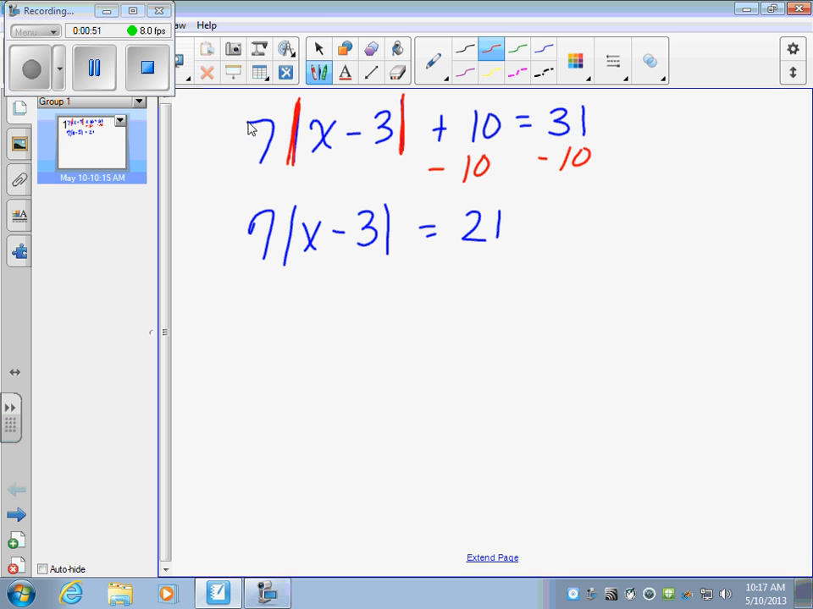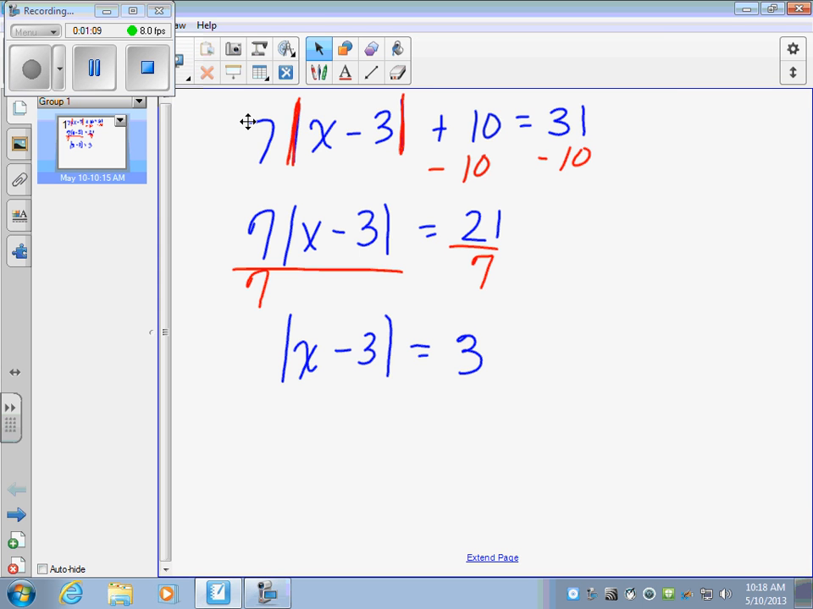You can also touch that 7. Now you can't distribute the 7 in because again, nothing can go in and nothing can go out of the absolute value, but you can divide by 7. And in that case, you get just the absolute value of x minus 3 is equal to 3.